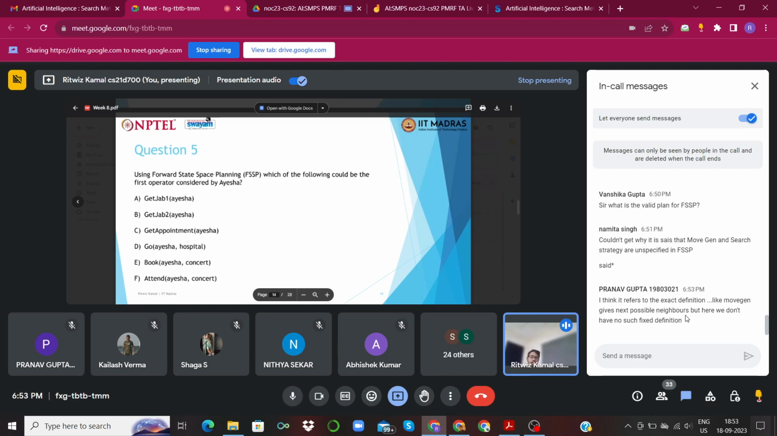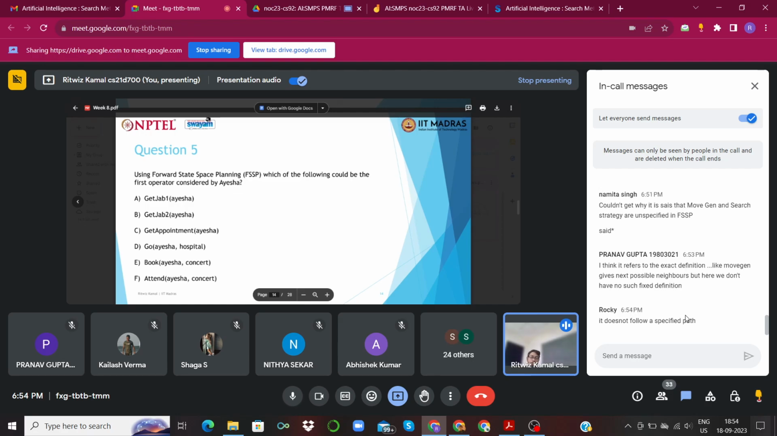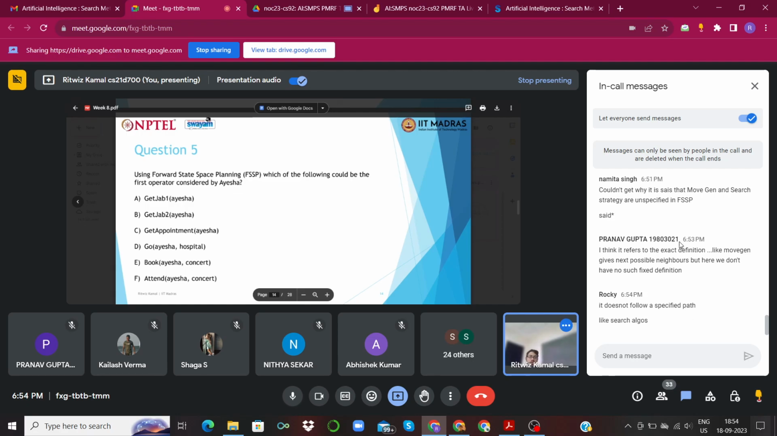Yeah, exactly. So Pranav answered what I was also thinking about, and he put it in a more precise manner. It refers to the exact definition. MoveGen gives the next possible neighbors, but here we don't have any such fixed definition. Right? There are a plethora of options that we could choose from given an initial state, and then we move on to the next state, right? We have to look at the overall optimal plan, not a step-by-step method. So that's why I think MoveGen and search strategy are not exactly applicable over here. I think that's about it.